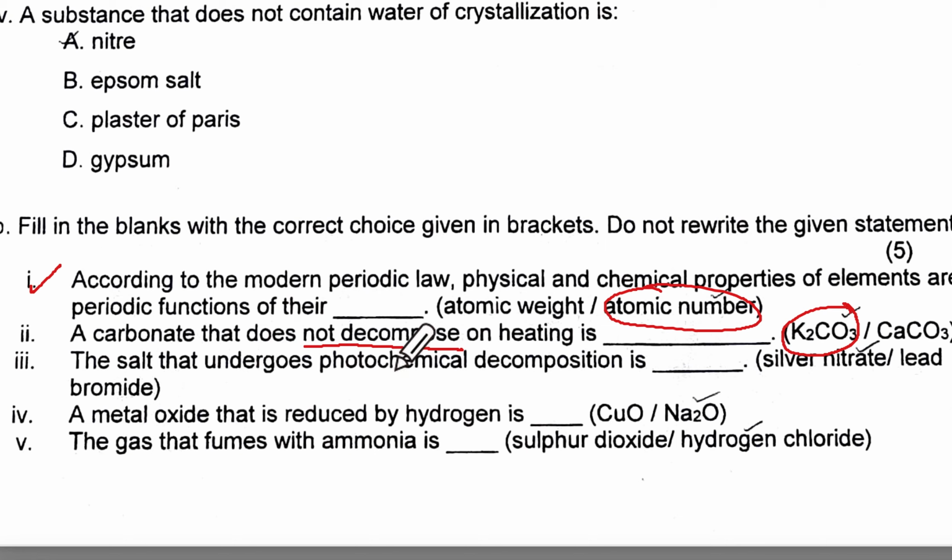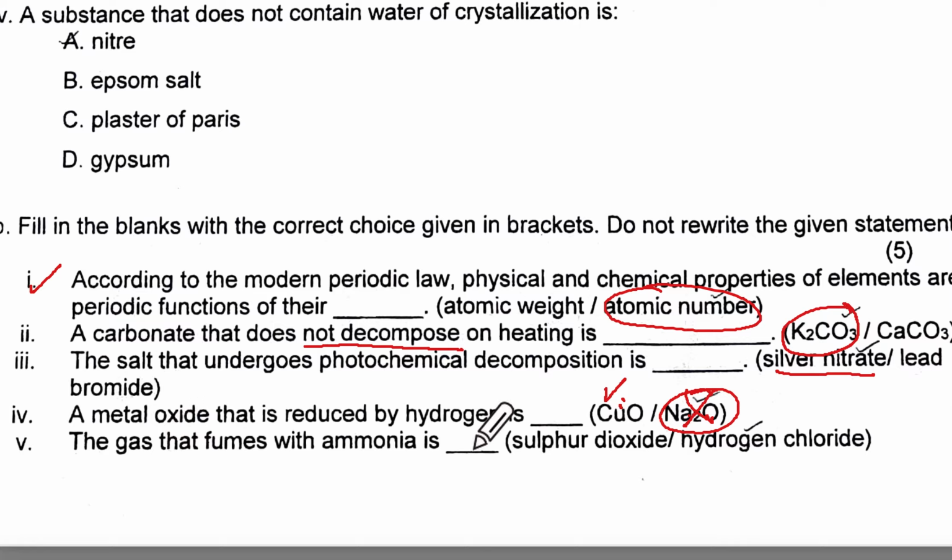Salt that undergoes photochemical decomposition is the silver salt. Metal oxide that is reduced by hydrogen. Now reduced by hydrogen will be not on top of the EC series, it will be somewhere lower. Na2O will have strong affinity, it cannot be reduced by normal reducing agent. Understood? So here it is CuO.